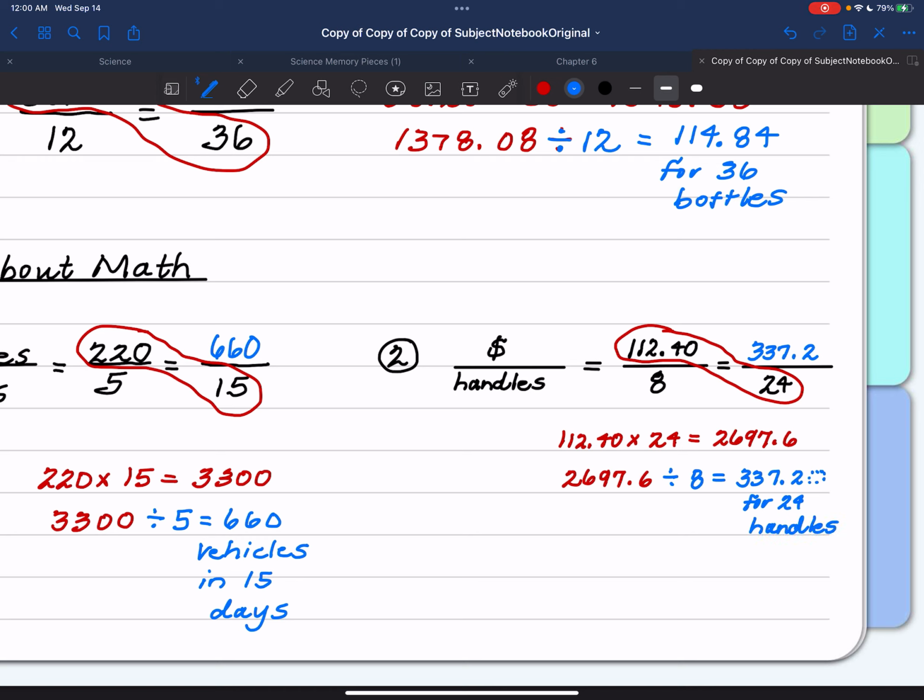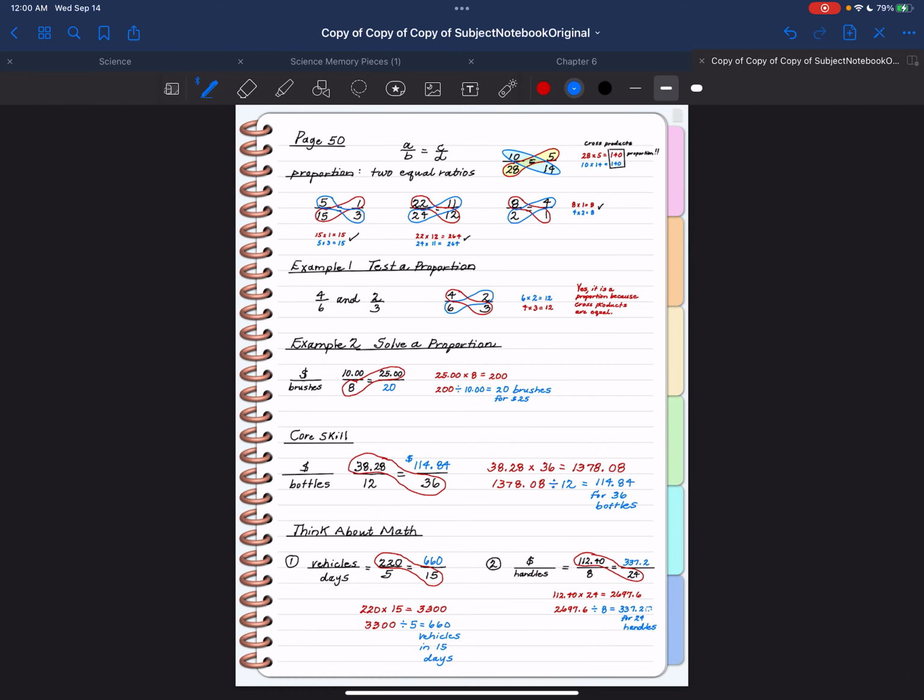You are solving a proportion. If you didn't do well on page 50, go ahead and stop the video, talk with your teacher before you move on to page 51. But if you're ready to move to page 51, let's do that in the next video.